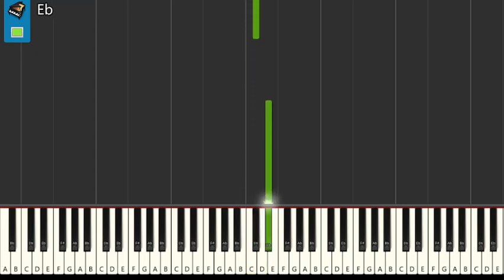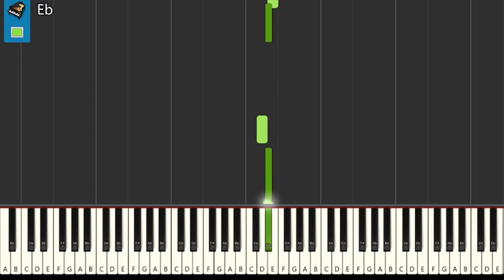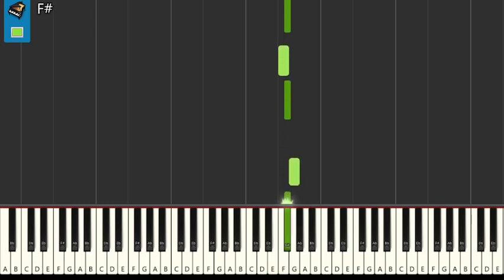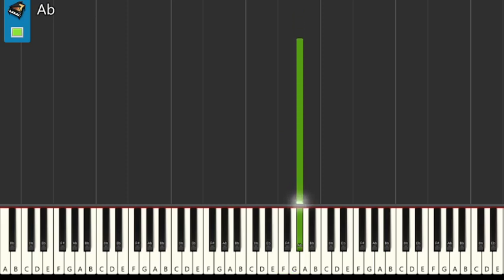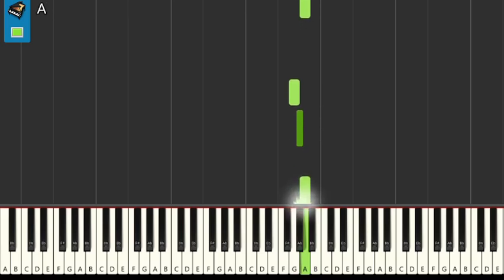E flat, same logic. E flat is a D sharp and it's an E flat. So it's a D sharp and an E flat, same notes. Same logic for F sharp, it's an F sharp and a G flat. It's the same notes, F sharp, G flat. Semitone lower is the F, semitone higher is the G. This note, same thing. It's an A flat, semitone lower is a G, semitone higher is an A. So it's both a G sharp and an A flat.